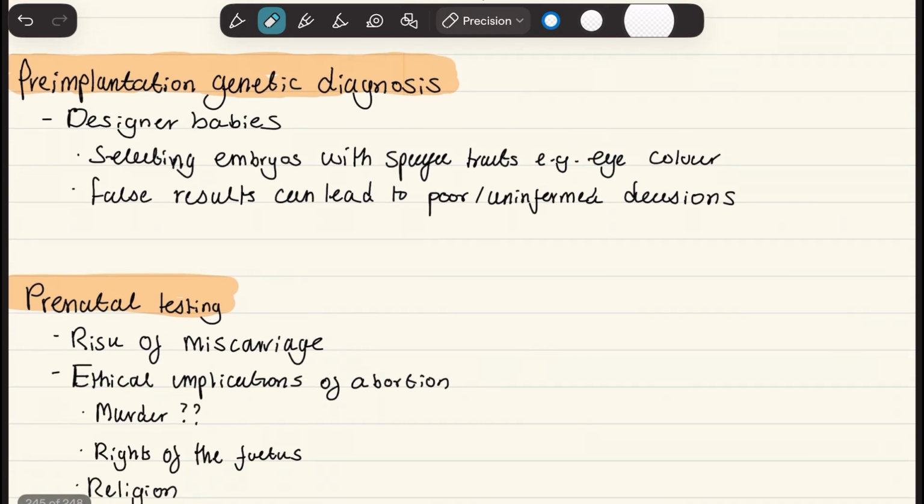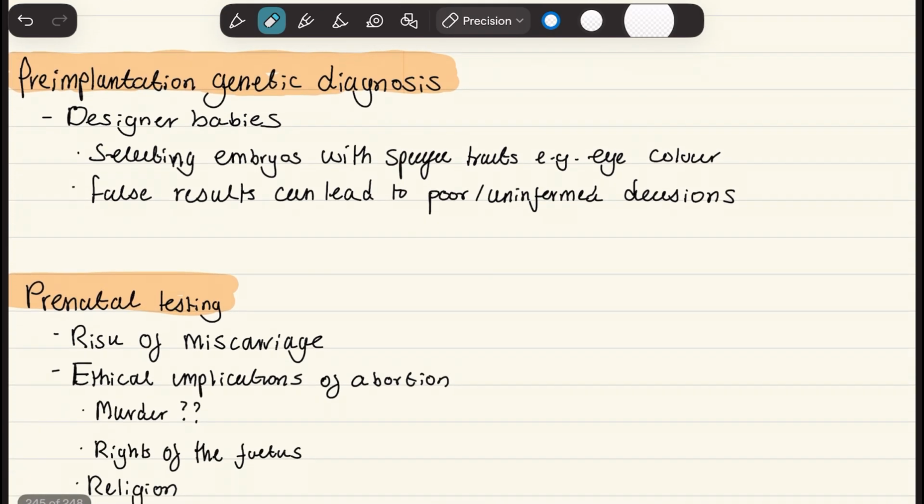And then pretty similar with prenatal testing, except for the fact that this one carries a risk of causing a miscarriage, as we covered in the last slide. And then ethical issues around abortion as well. So some would say it's murder. Some will say it's against religion. Some will say that you are taking away the right of the fetus to consent. All of those points can be valid in one way or the other. Just know them as ethical points to raise in a question for now.